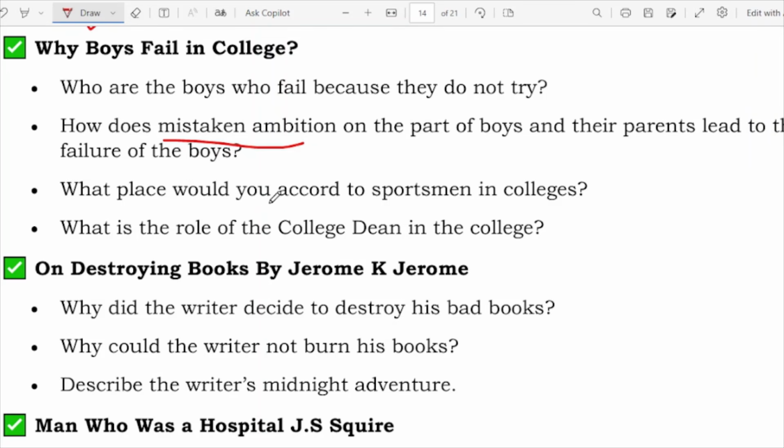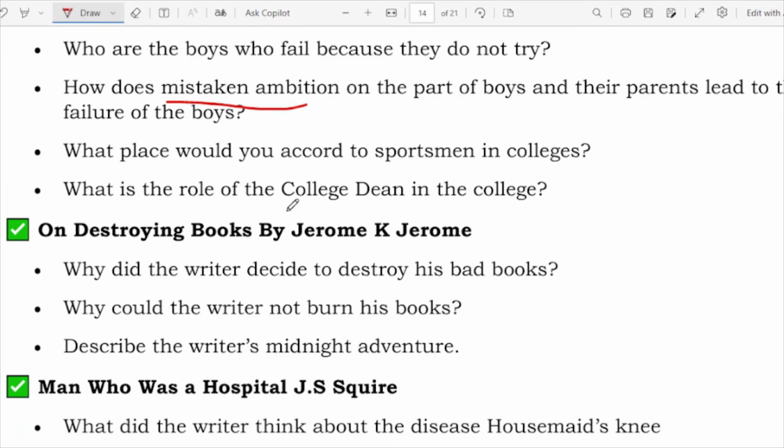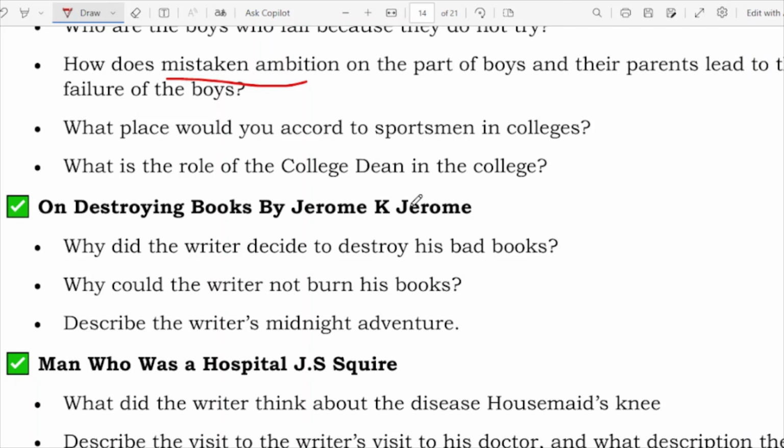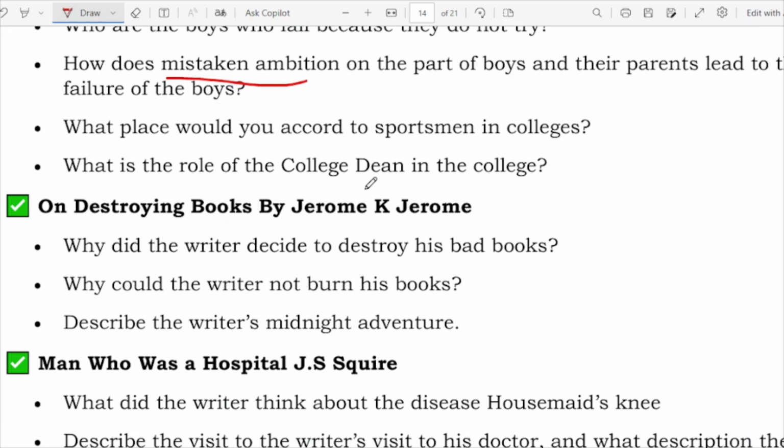What place would you accord to sportsmen in college? What is the role of the college dean in college? These are also very important questions, like a physician.